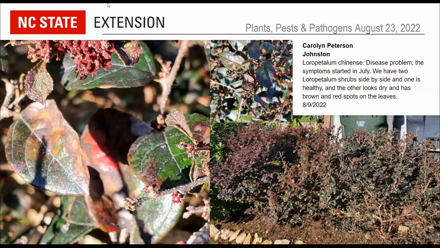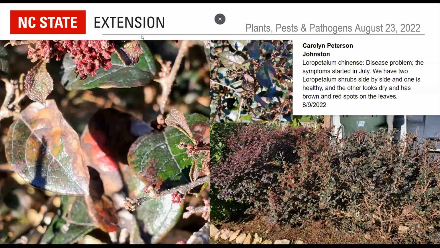Carolyn Peterson, Johnson County, Loropetalum chinense disease problems. The system started in July. We have two Loropetalum shrubs side by side, and one is healthy. The other looks dry and has brown and red spots on the leaves. So this one is a bit of a tough one. We don't know if the two are the same cultivar. I would probably guess that, but it would be interesting to know that.